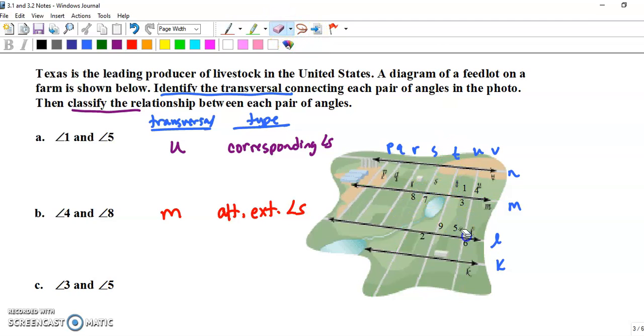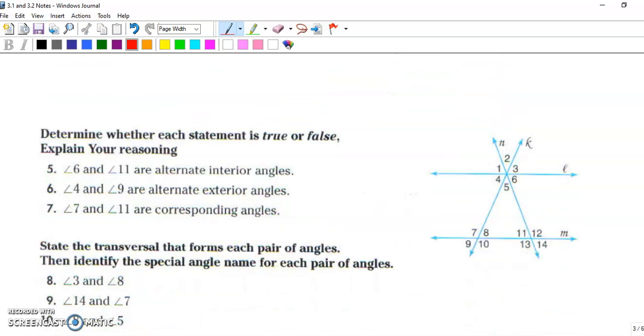So if I'm going to do angle 3 and angle 5, here's angle 3, which means line M and line U again. And I need angle 5, which is down here, so I need L to finish it off. Same side of the transversal, being U, so those are same side interior. And if the picture gets really crazy, we'll just do a couple of these.